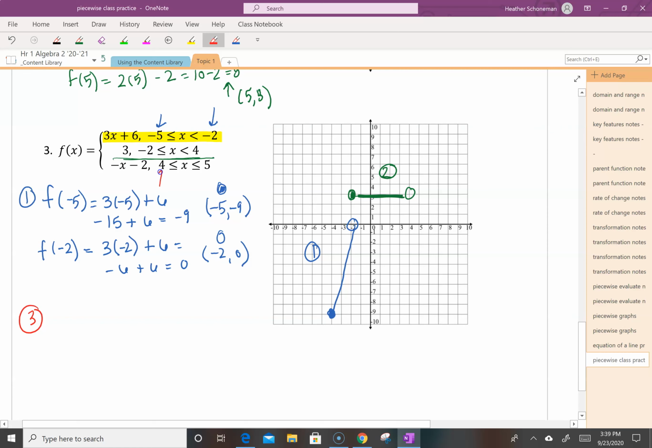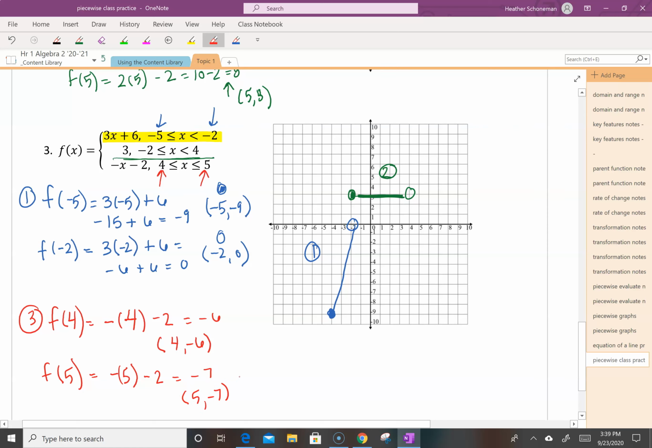Okay, let's try this again for the third one. For my third graph, this is where it starts, this is where it ends. So I want to find f of -4, just kidding, not -4, +4. Plug that in. -4 minus 2 is -6. So my starting point for this line is going to be 4, -6. Then I'm going to plug in my ending point at 5. F of 5 is negative times 5 minus the 2. So -5 minus 2 is -7. So my ending point is 5, -7.